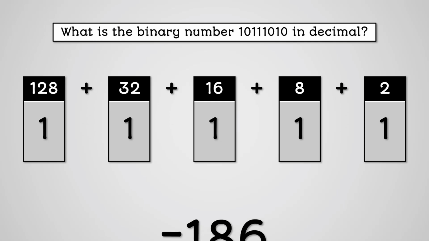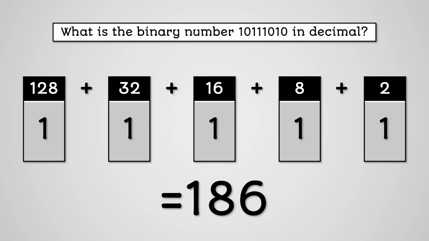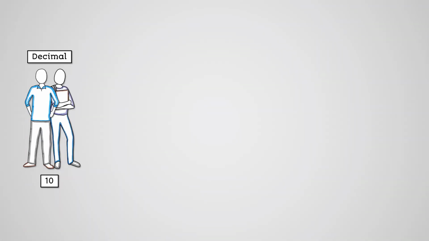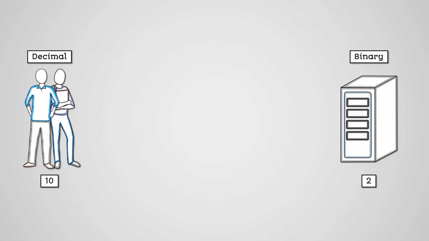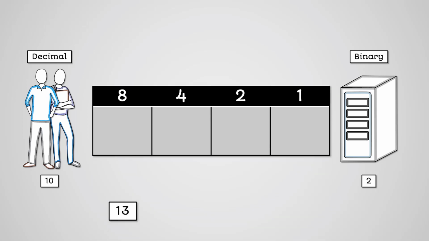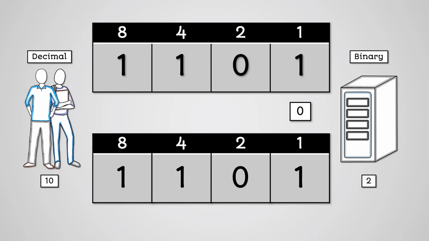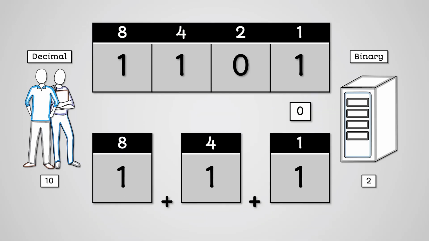So, the decimal number system is based on a counting system where columns go up by multiples of 10. The binary number system is based on a counting system where columns go up by multiples of 2. To convert decimal to binary, keep taking away until you reach 0. To convert binary to decimal, add up all the columns that contain a 1.